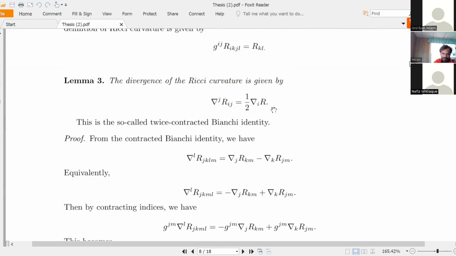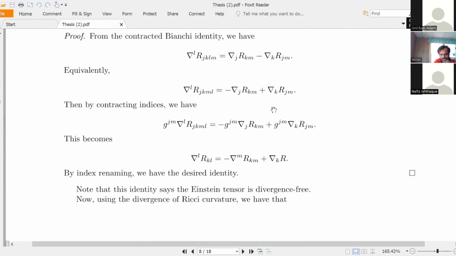Geometry people knew this Bianchi identity. Physics people knew the divergence freeness of the stress energy tensor. And Einstein was brilliant. He said, okay, these two are divergence free. Maybe they're equal. If not equal, add some term.